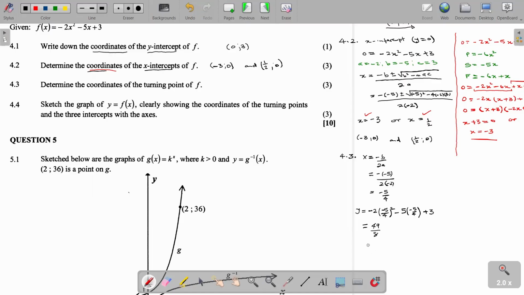Then eventually the answer, because the question wants coordinates, so this is going to be -5 over 4, 49 over 8. So here it's going to be -5 over 4, then 49 over 8.